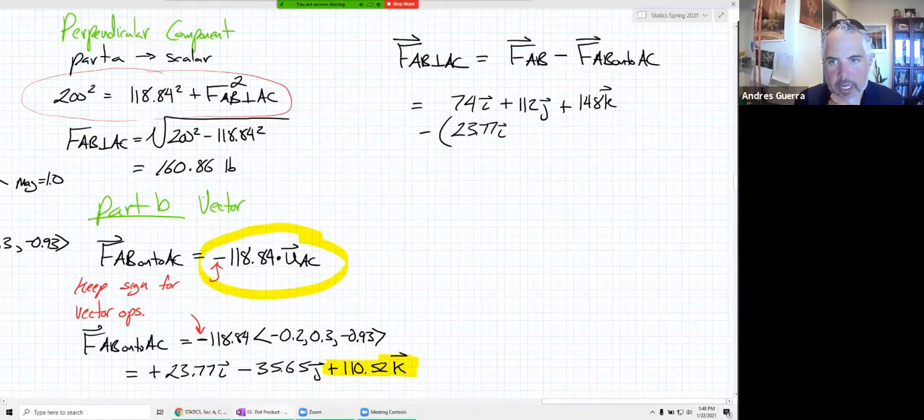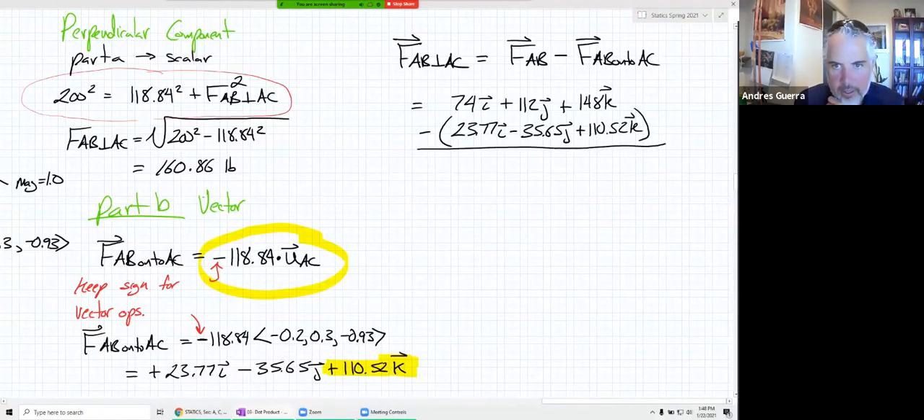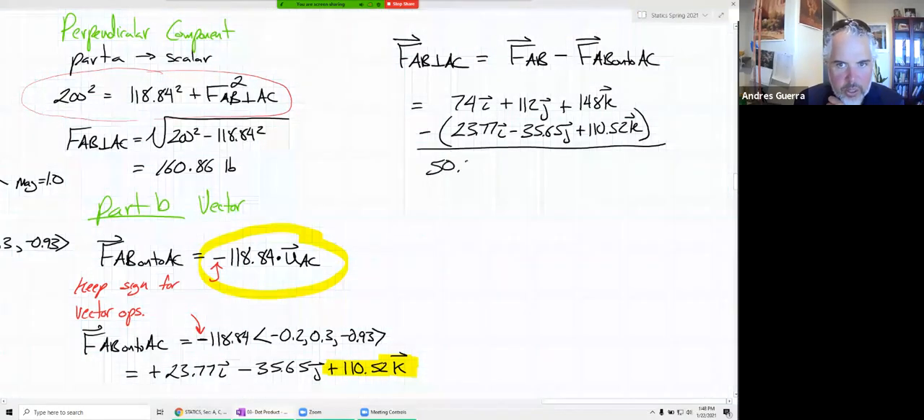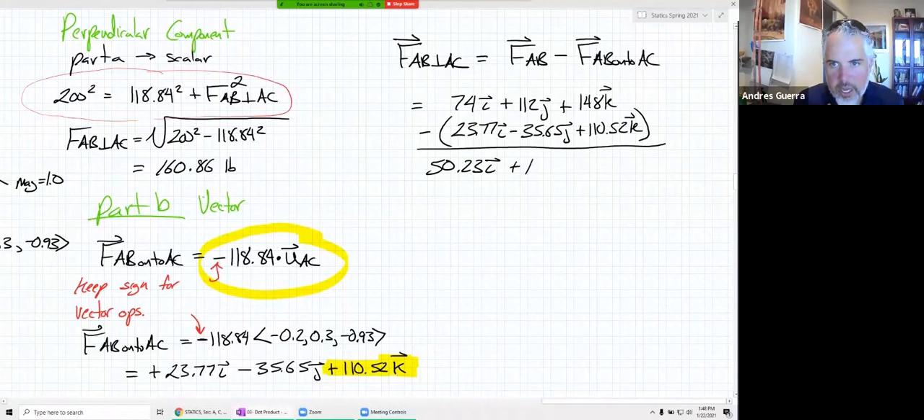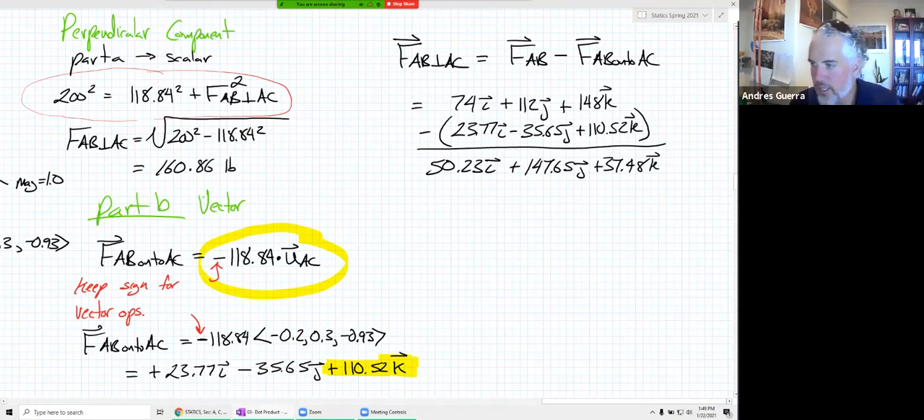23.77i minus 35.65j and a positive 110.52k hat. Subtract that off, and I end up finding 50.23 in the i direction, 147.65 in the j direction, and 37.48 in the k direction there.